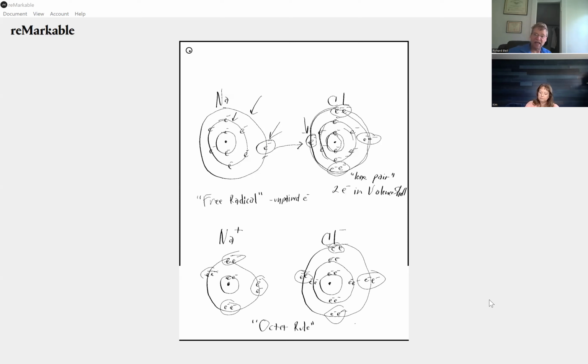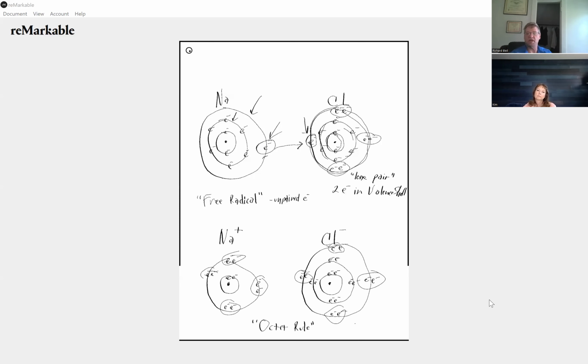That's why sodium chloride is a 1-to-1 ratio. Sodium only has to lose 1 electron. Chlorine only has to gain 1 electron. So 1 sodium, 1 chlorine, and they're happy.